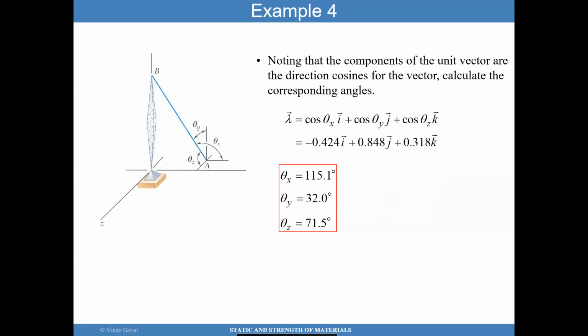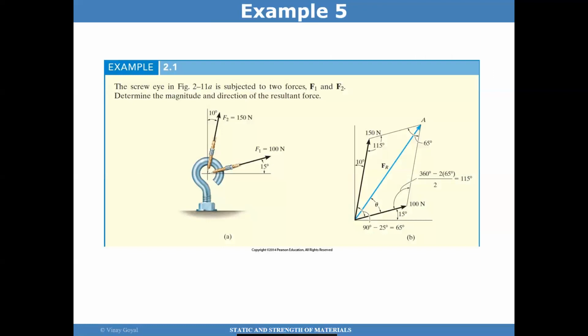So that concludes example 4, and I'll go to example 5 now. Example 5 is another problem, and they all are about the same. So I have a screw eye subjected to two forces, F1 and F2, and I want to determine the magnitude and direction of the resultant force. If this is 15 degrees, that's 10 degrees.